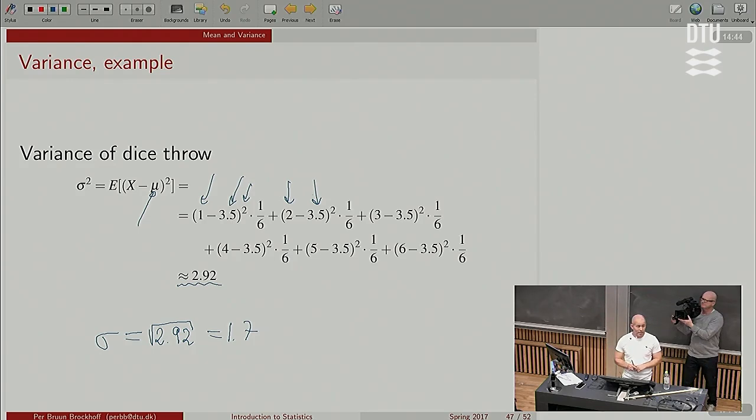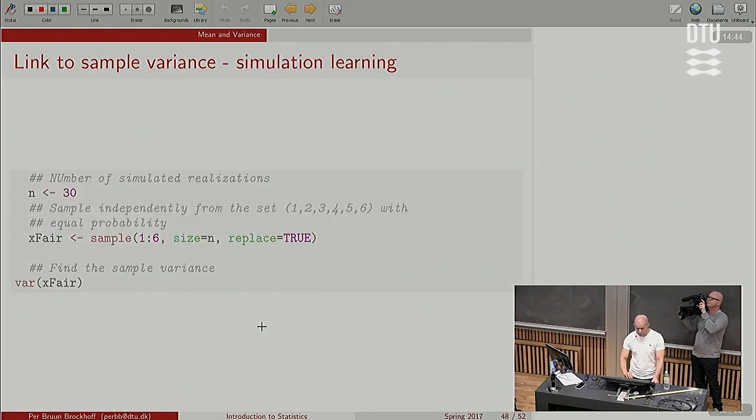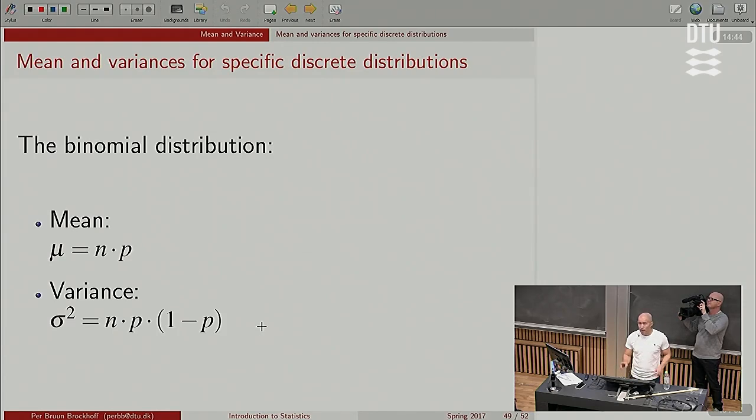Next time you play dice with your mom and dad, you have the 1.7 card to play at a good time in the evening, right? And they will be impressed, I'm sure. You'll have to explain to them what a standard deviation is, because maybe they wouldn't know. So we could also simulate that. I'll not do that now.